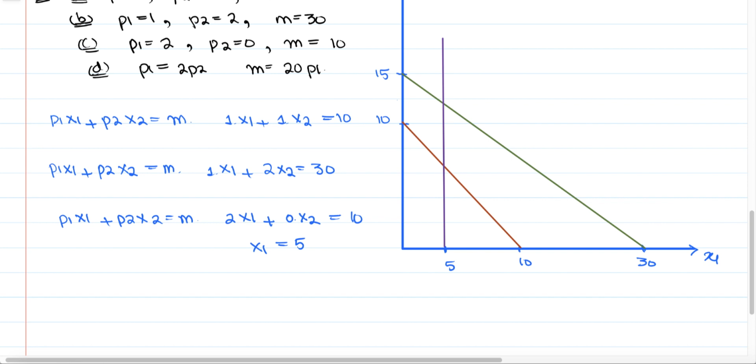And the last case is, again, let us write P1x1 plus P2x2 equals M. What is given to us? In place of P1, you guys can write 2P2, right? Okay, and then P2 is P2 only, and in place of M, you guys can write 20P1.